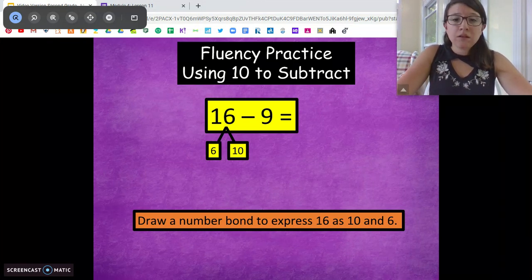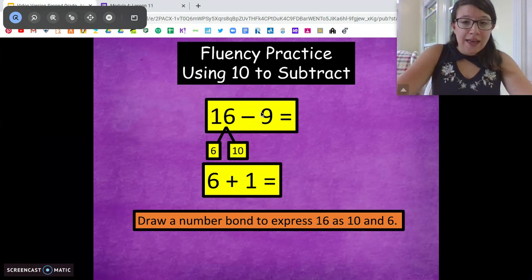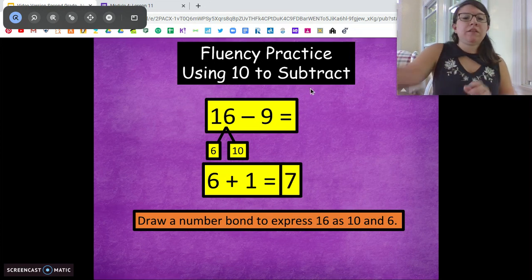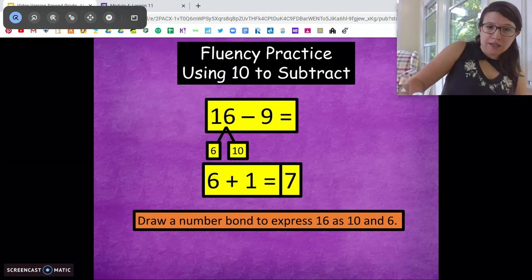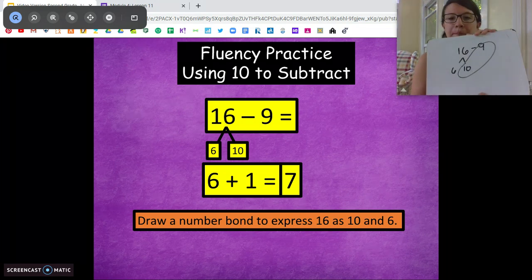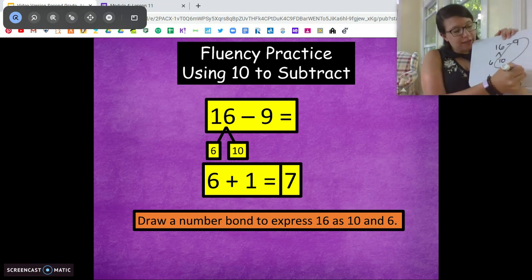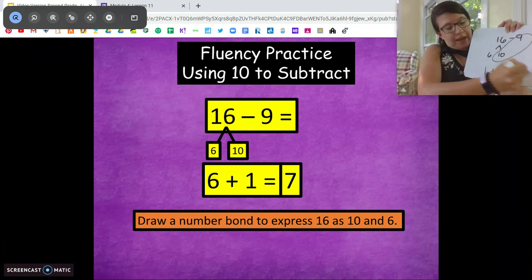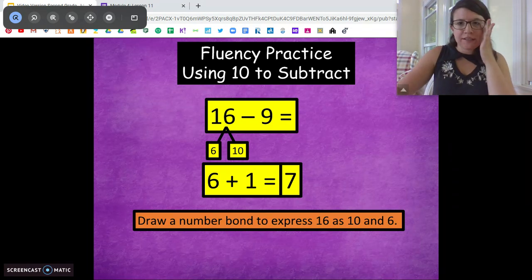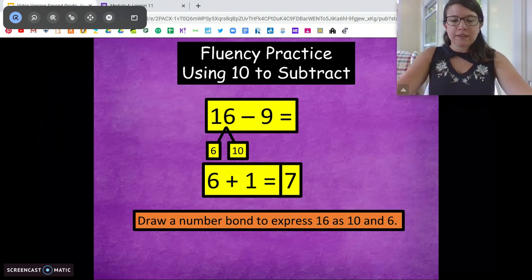See that? Okay. Now, how many is 10 minus 9? What do we end up with? I'll do that on here for you. 16 minus 9, 6, 10. 10 minus 9 is what? 1. So then we're going to take our leftover 6 plus our 1, and we get to 7. Okay? So we're just breaking it apart using the 10 to help us subtract. Again, this is going to help us when we get into our lesson for today.